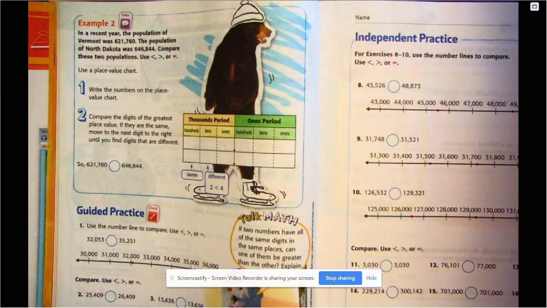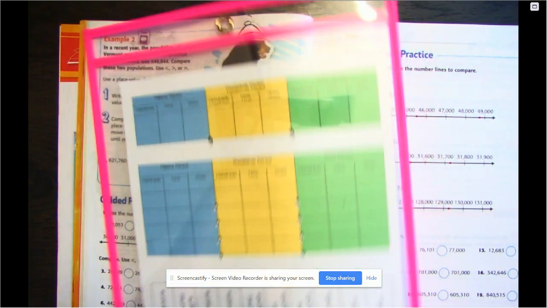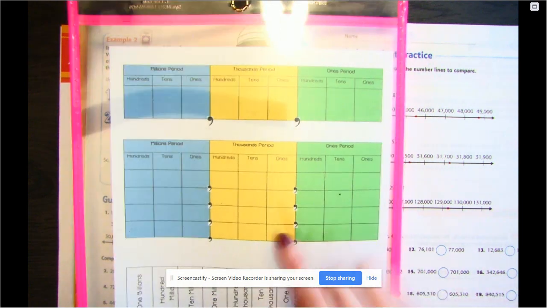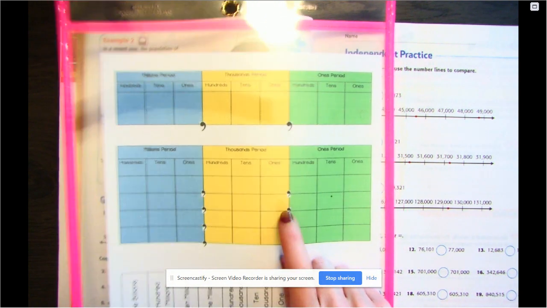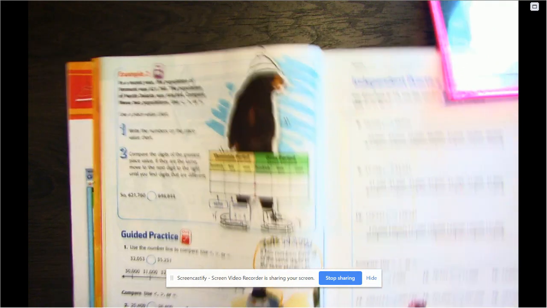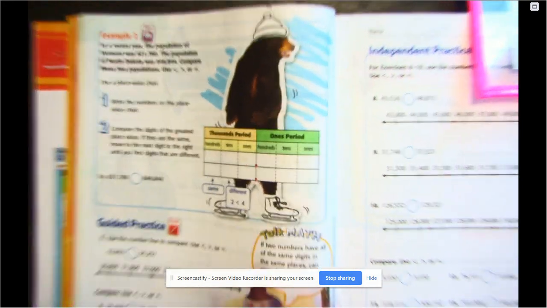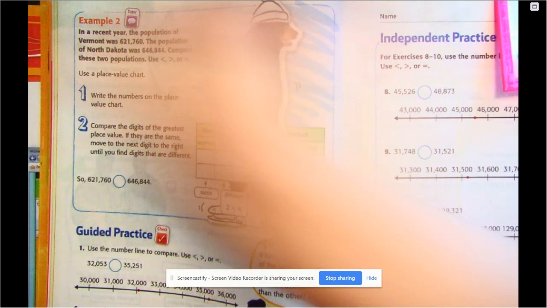So the place value chart that I sent out in an email to your parents will 100% work for all of this. So I would definitely use this today. So write the numbers on the place value chart. I'm going to start by using the chart that they have already. So I'm going to write the numbers.